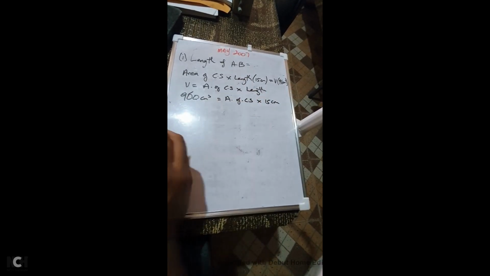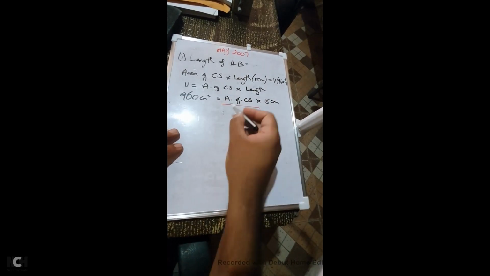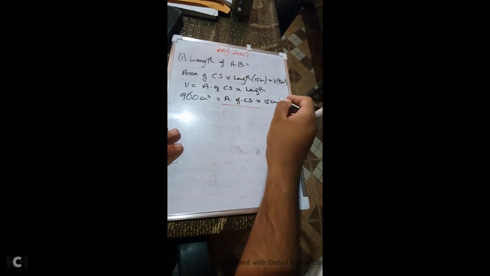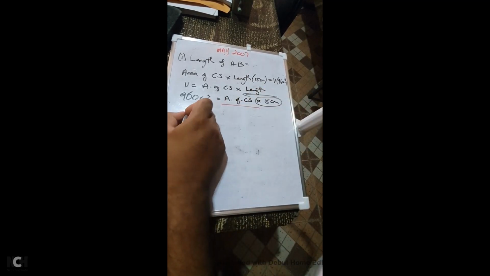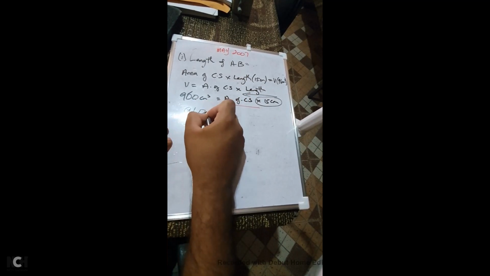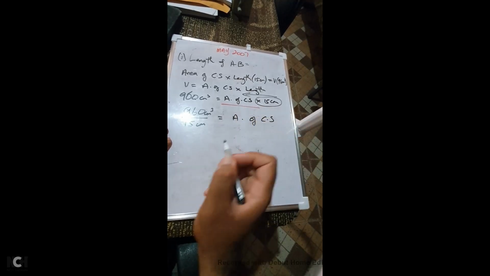So basically what we want to find is the area of the cross section. We're given these two things, so we need to make this the subject of the formula. All we do is take this multiplication by 15 and carry it across, and it becomes 960 over 15 centimeters cubed, which is equal to the area of the cross section.